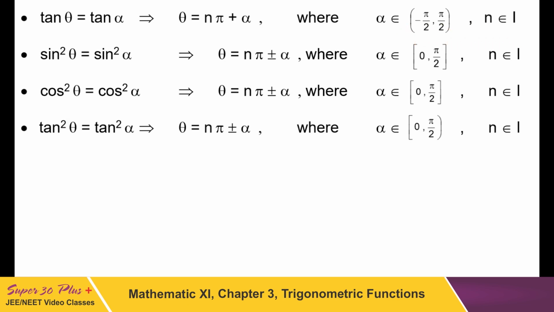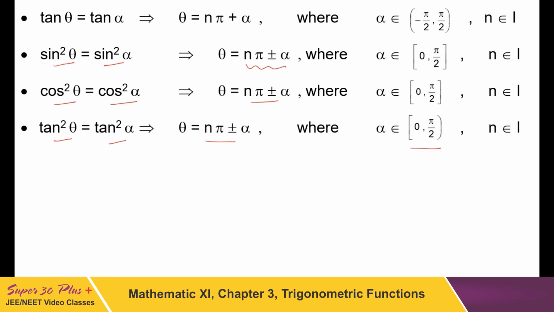Similarly, the solution of the equations sin square theta is equal to sin square alpha, cos square theta is equal to cos square alpha, and tan square theta is equal to tan square alpha is theta is equal to n pi plus minus alpha, where alpha lies in 0 to pi by 2 closed, and here 0 to pi by 2 open for tan, because as we know tan theta is not defined at pi by 2.